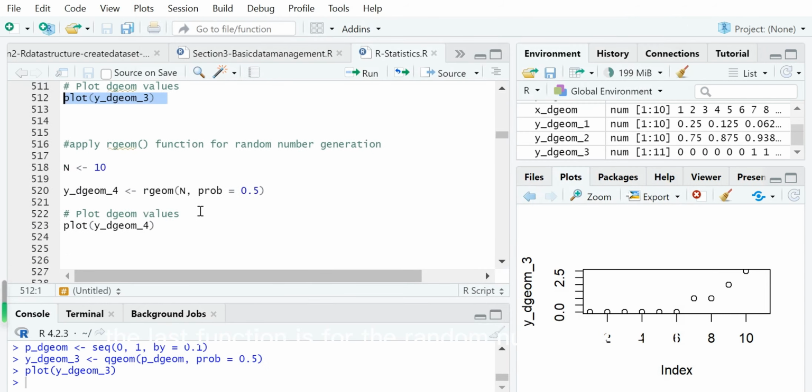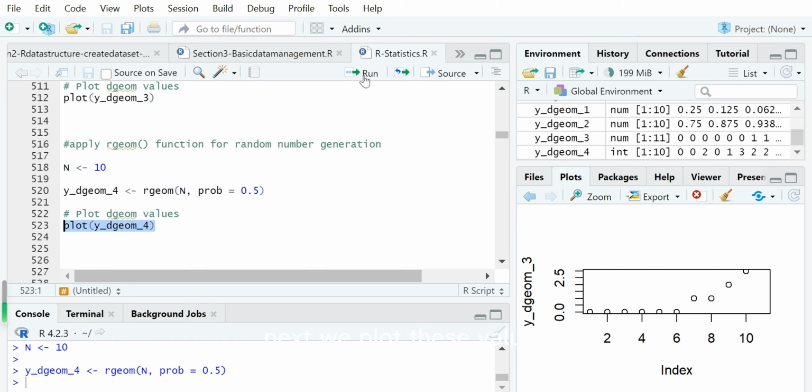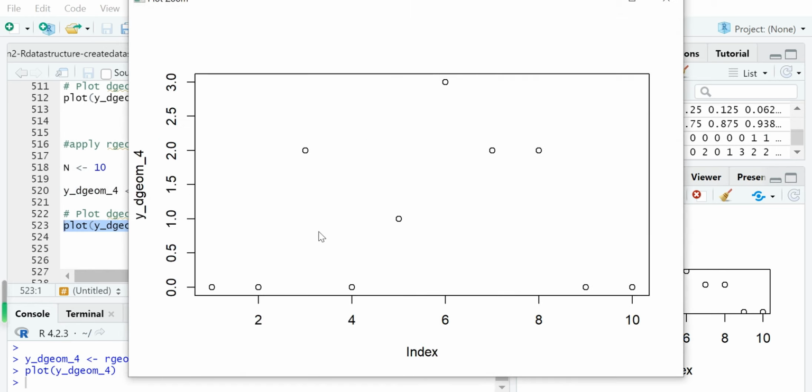The last function is for random number generation. We set n equals 10, meaning we want to generate 10 such random numbers. Then we use the rgeom function with n and the probability 0.5. Next we plot these values. You can see the first of the 10 numbers is about 1, very close to 1, then 2, 3, and so on. All are randomly generated numbers.